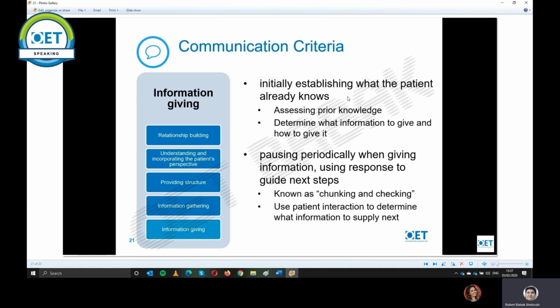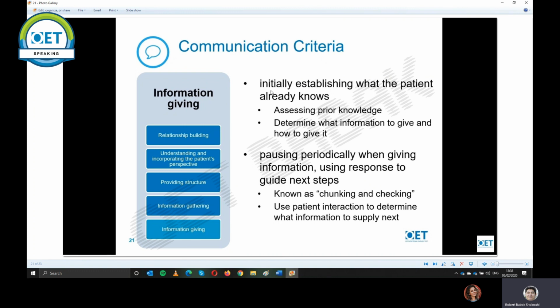Information giving. That's usually the last part of the consultation. When you have gathered enough information and you understand the patient's ideas, concerns and expectations, you make a diagnosis. Now you're giving information.